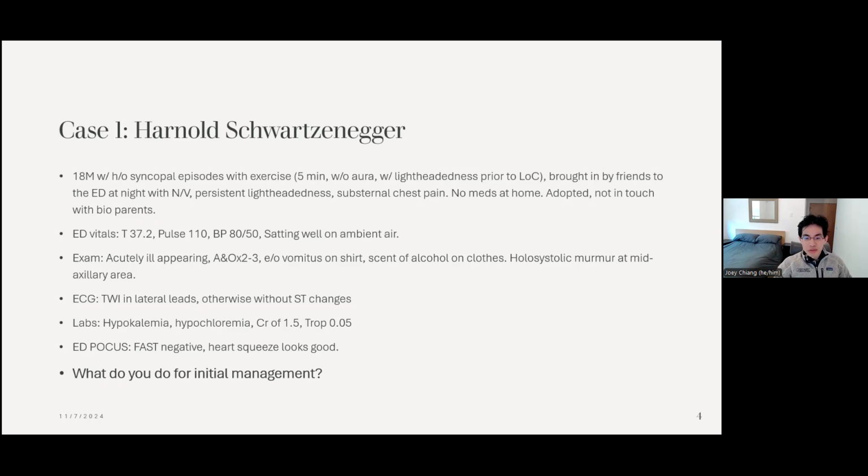Any brave souls in the chat have thoughts? Dr. Tang says fluids. Anything else? Yeah, absolutely. And I think fluids and potassium are certainly the first things that I think about.